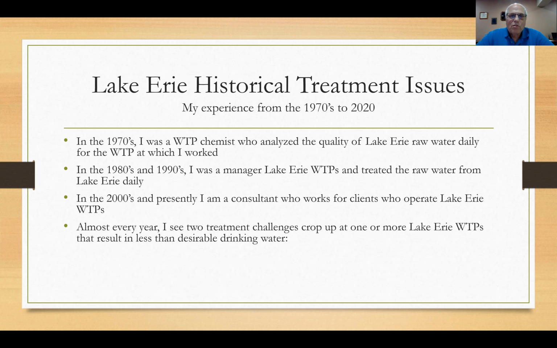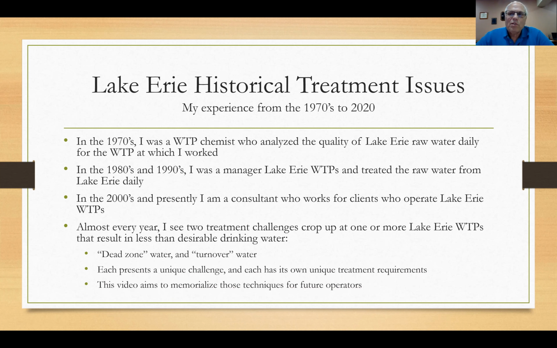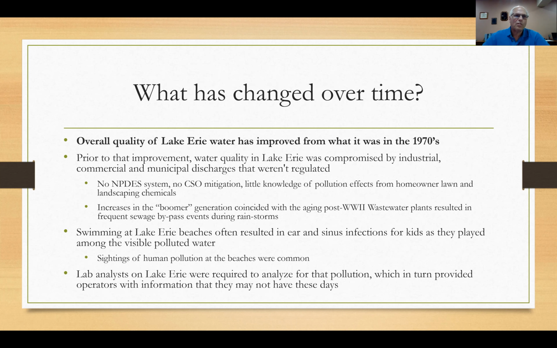Almost every year now, I see at least 2, maybe 3 treatment challenges crop up at one or more of the Lake Erie water treatment plants that tends to result in less desirable drinking water. We have dead zone water and we have the turnover water, and I want to discuss the difference between the two. That's what we started out with. I want you to know how to tell the difference between the two and how to treat them properly. Each of these presents a unique challenge to the operator. Each has its own unique treatment requirements, and that's the important thing. I'm finding that the operators are trying to treat one of these waters the same way they treat the other water, and that's not possible. There are 2 different unique forms of treatment requirements. And this video, of course, is going to try to memorialize those techniques for future operators. If things continue along this path, I think it's only going to get worse. So I want to make sure that we have this down and recorded for history.